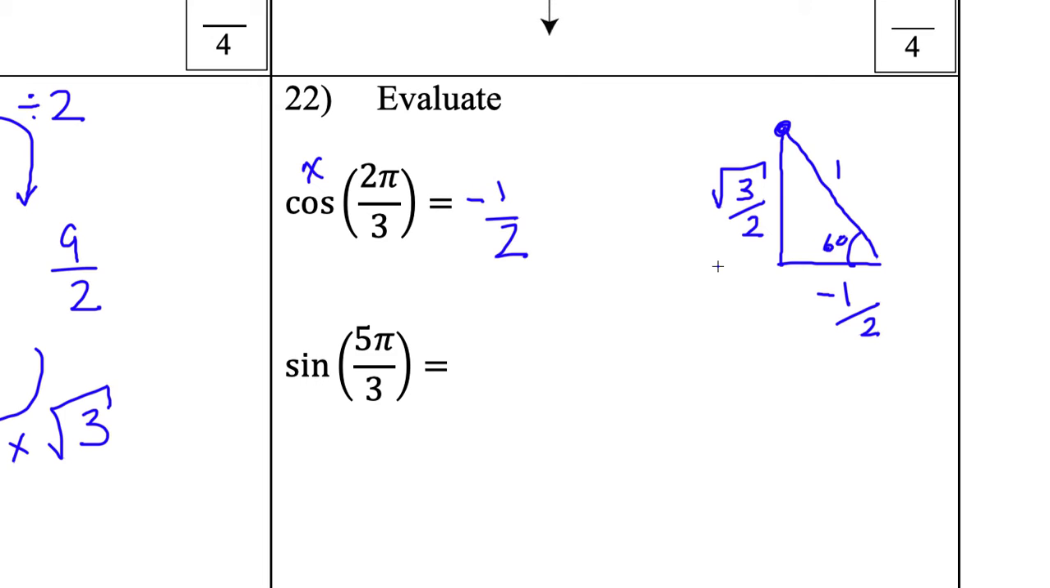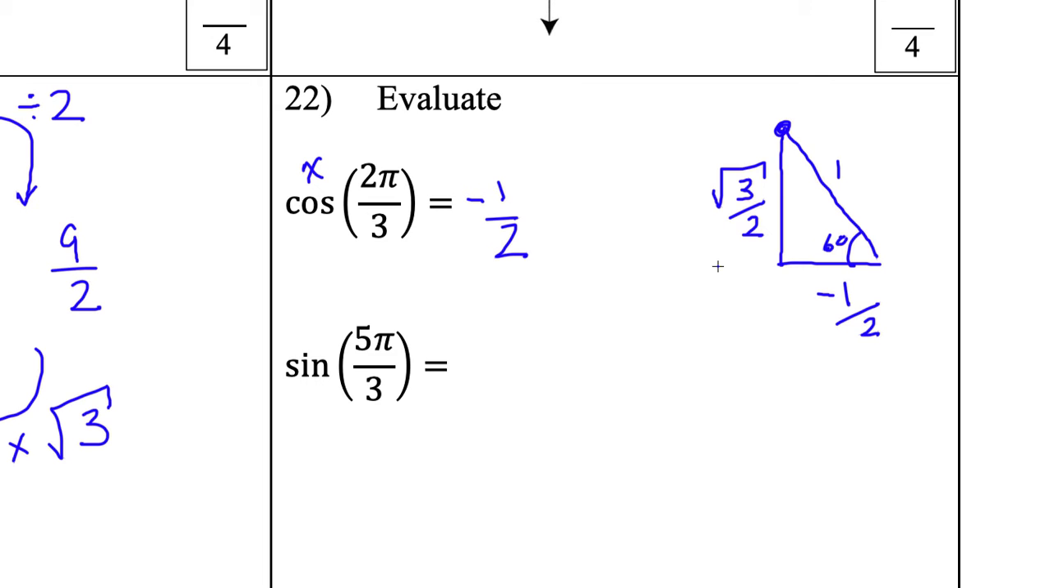All right. Now, I'm going to give you 10 seconds to do this. So, sine of 5 pi over 3. Where's sine of 5 pi over 3? Everyone, now point. Right now, everyone point to 5 pi over 3.